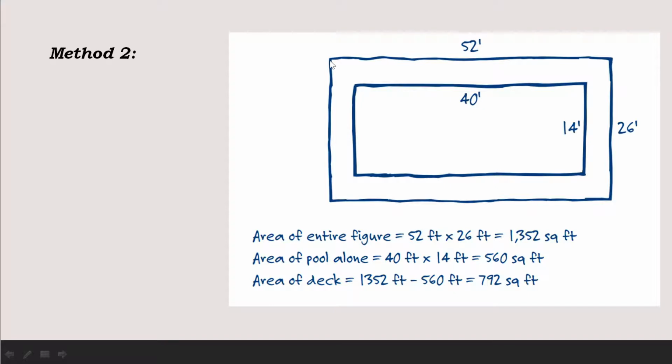The area of the big rectangle is 52 by 26, and that's 1,352 square feet. And the area of the small rectangle, which is the pool, is 40 by 14, and that's 560 square feet. Do the subtraction to have the border left. So you'll do 1,352 minus 560, and you will have 792 square feet.